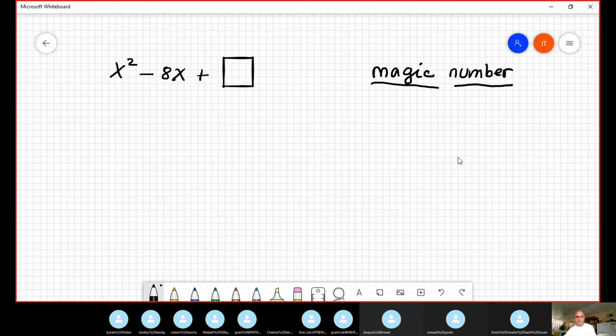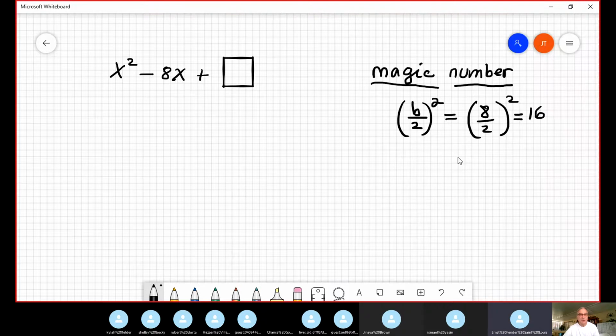Who will help me? B divided by 2, squared. Exactly. B divided by 2 squared. It's a formula. And in our specific example, who is B? 8. 8 divided by 2 means 4, and 4 squared is 16. And this is the magic number.